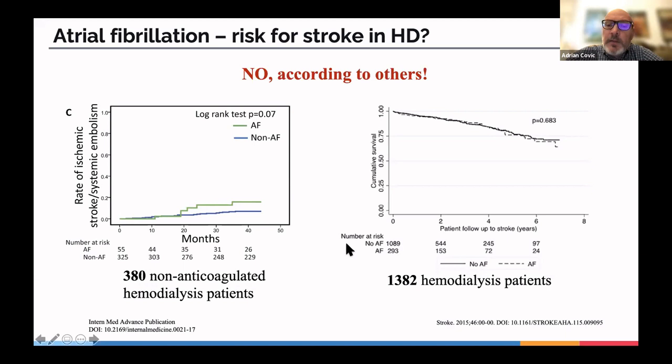This is a larger study, but not a very large study compared to what we are accustomed to in the cardiological background. This is a really small study, and here the curves are actually perfectly superimposable.